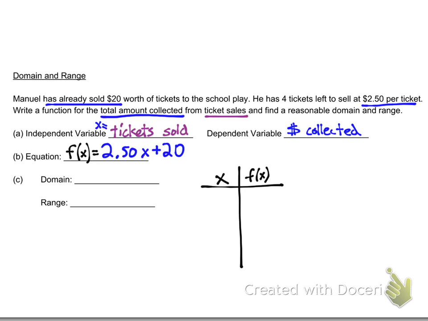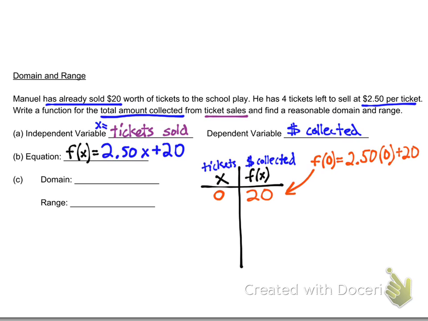One way to check domain and range is to make a table. The x is the input, that's the number of tickets sold, and the y, or the f of x, is the output, that's the dependent variable, that's the amount of money collected. So if he doesn't sell any more tickets from here on out, let's calculate it. f of 0 equals 2.50 times 0 plus 20. 2.50 times 0 is 0, so we just get 20. If he doesn't sell any more tickets, he's already sold $20, so the output is 20.